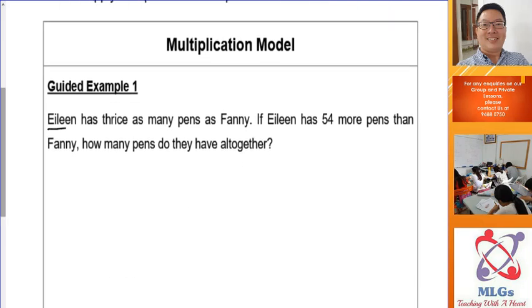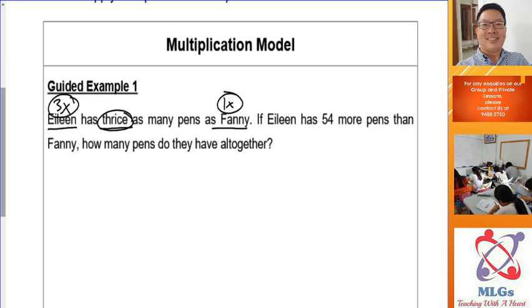Eileen has twice as many pens as Fanny. Can you see the word twice? The word twice means 2 times, and the word times tells you multiplication, right? So Eileen has 2 times as many as Fanny. Now, there is a very important lesson here, a foundation lesson. Whenever somebody has 3 times as many as another person, the first person will be 3 times, and the second person is always 1 time. A very important concept here, which you need to remember.